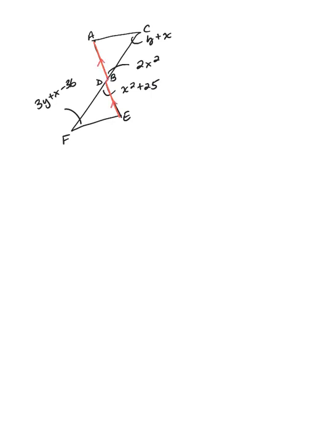So if you look at these angles here, if I make this a transversal, and I look at this pair of parallel lines, if I look at those angles, 2x squared and x squared plus 25, those are alternate exterior angles. So you can set them equal. Then you use algebra to solve. So I get x squared is 25.